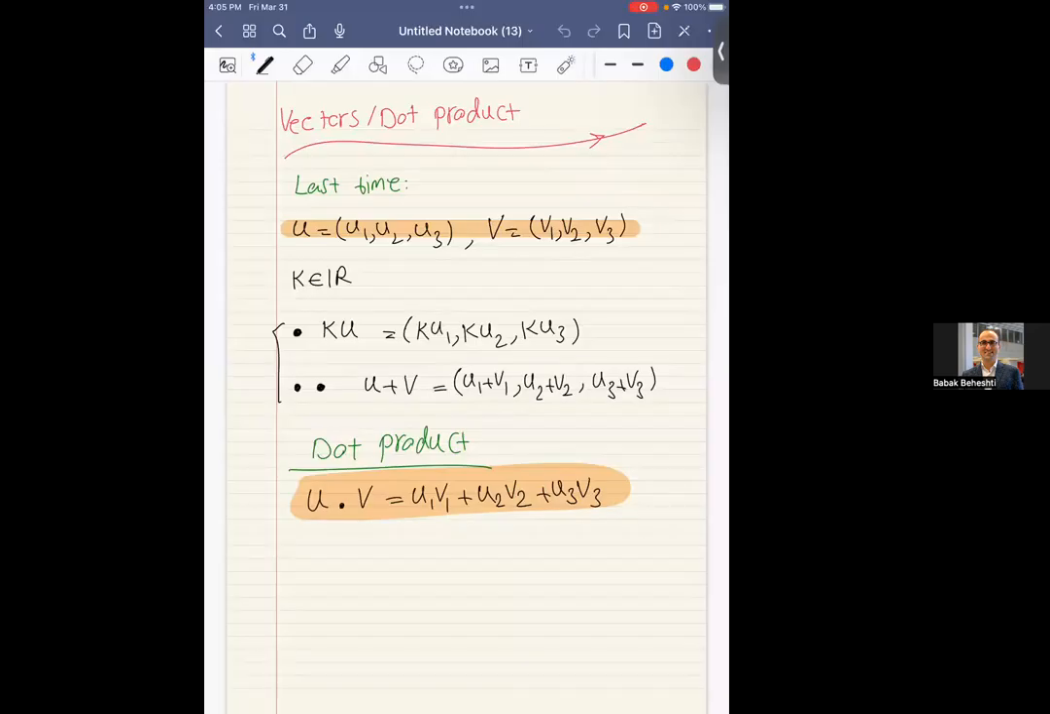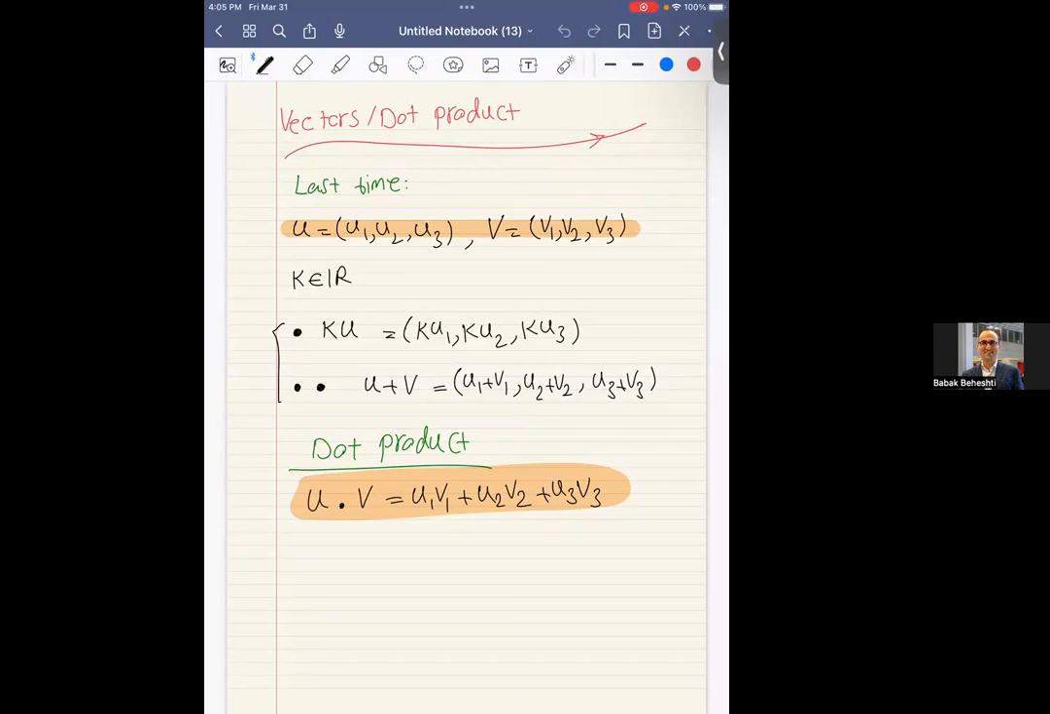Just a quick review of what we have done so far. We introduced vectors in two-dimensional and three-dimensional space. In three-dimensional space, each vector is given by three components, like the x, y, and z component, u1, u2, u3. And we have the addition of vectors and scalar multiplication.